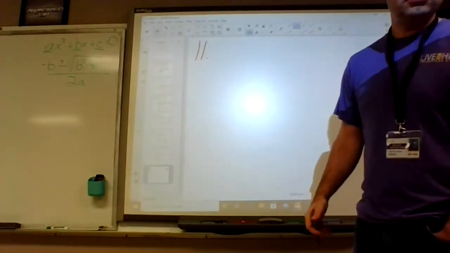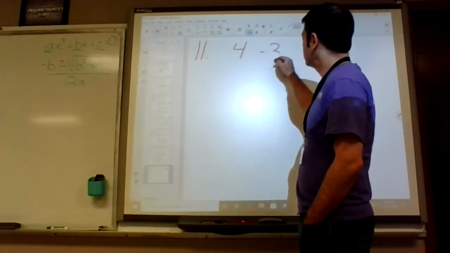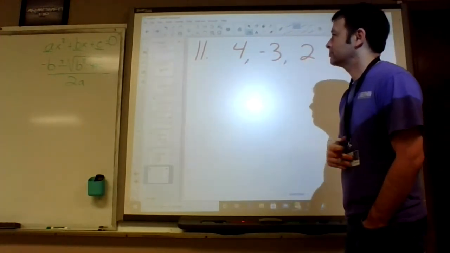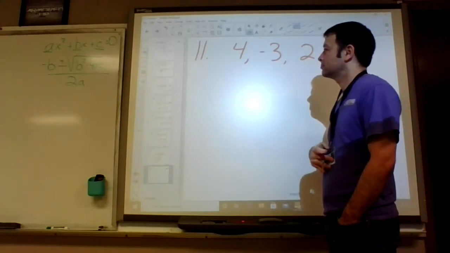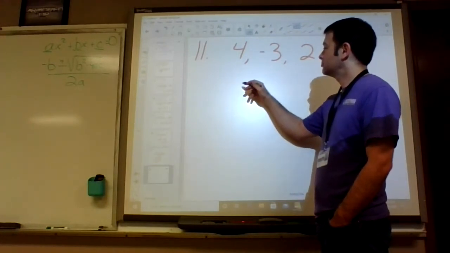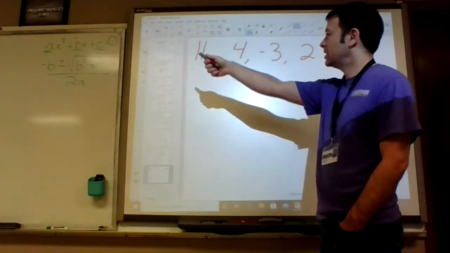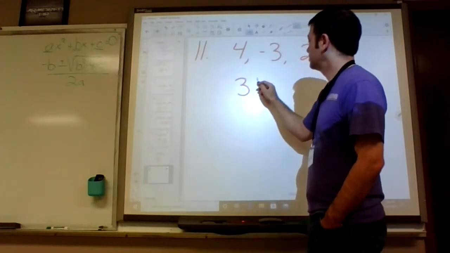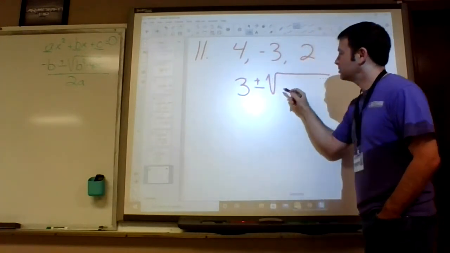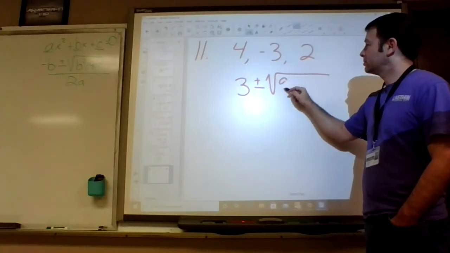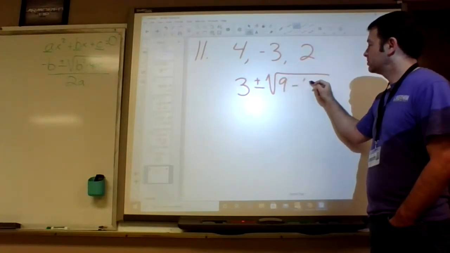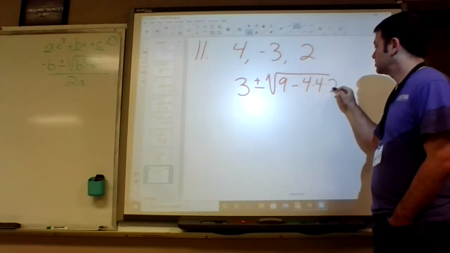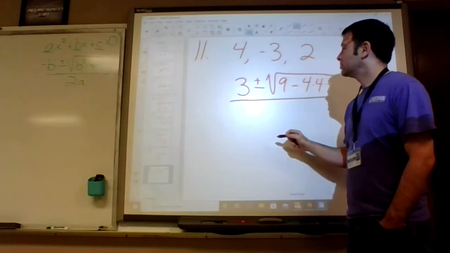Okay, so 4 is one of them, and then negative 3, and then 2. And then negative 3, or does that make it a positive 3? Yeah, it'll be negative 3. Okay, so positive 3 plus or minus the square root of 9 minus 4 times 2, and then over 2 times 4, so 8.